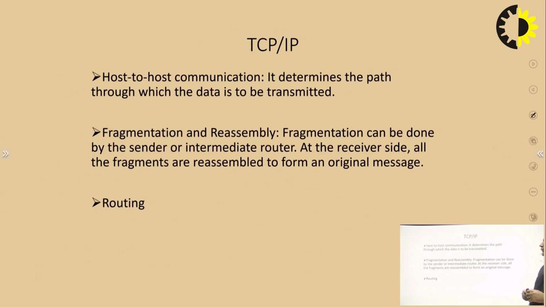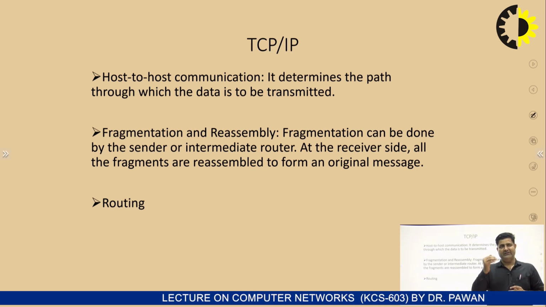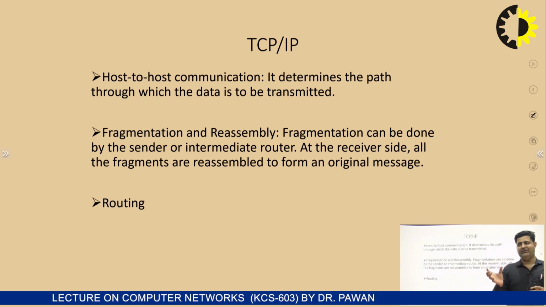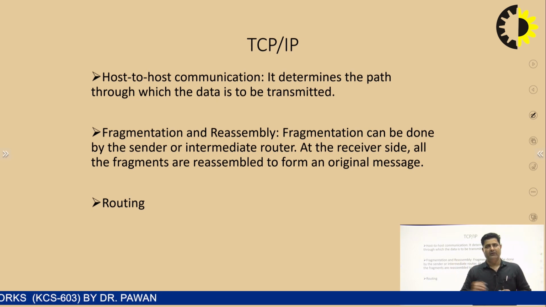Then we have host to host communication. Another function of this layer is to provide host to host communication. Means it determines the path through which the data is to be transmitted. Then the most important function of this layer is fragmentation and reassembly. When the data reach the upper layer, from this layer, obviously data move on the network. With the help of the router or routing, we transfer the data over the network.